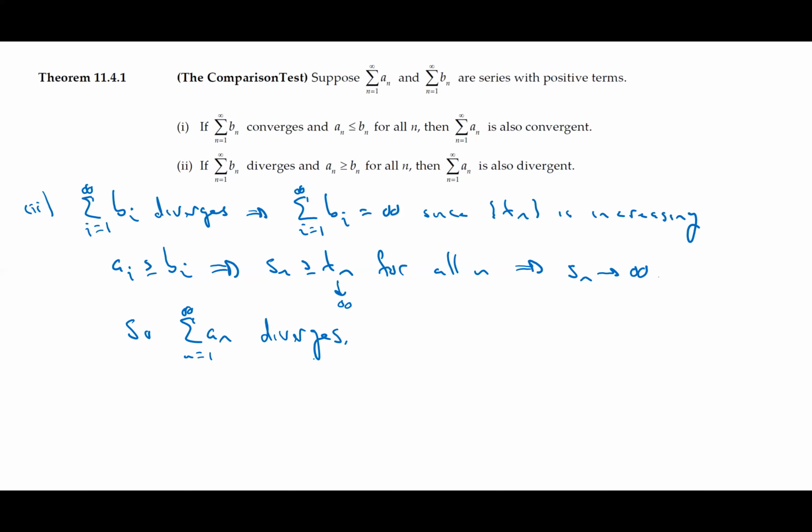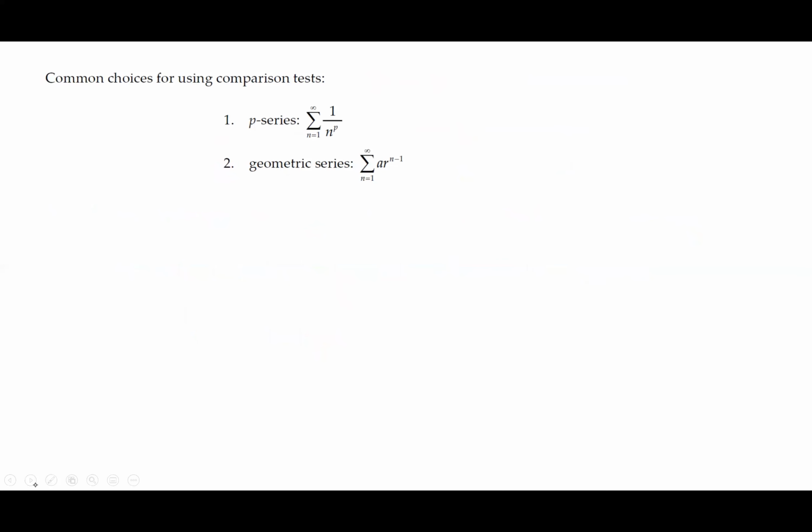Now, what's really nice about this is that you may have a really messy looking summand or sequence that you've turned into a series. The a_n's might be really gross looking or complicated. But if you can find a different series and different sequence whose terms are quite nice and you know the behavior of, then you can use that one to decide what's going on with your series in question. Common choices for comparison: p-series, geometric series, right?